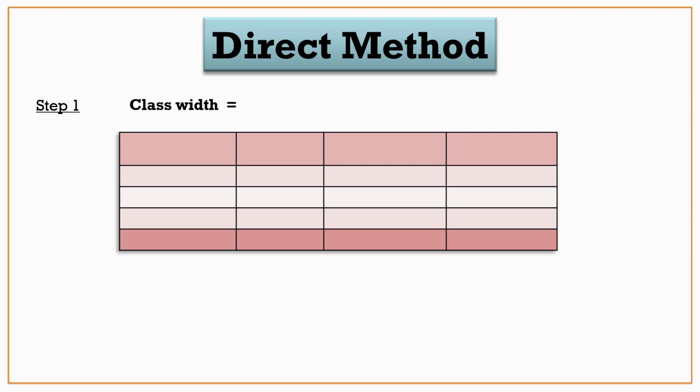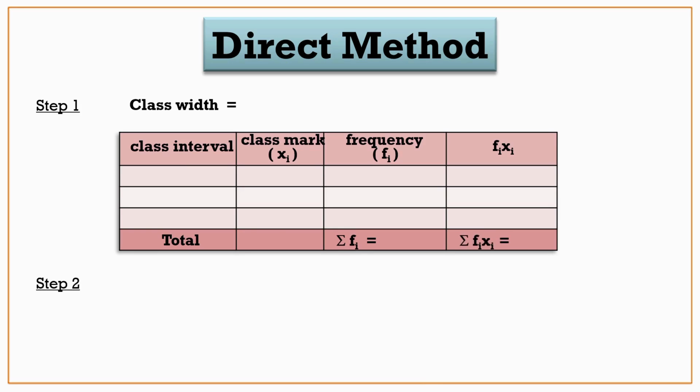Now let's solve the mean using the direct method. Some steps are given over here. In the first step, first we need to find the class width. Then we already have the class interval. If we know the class interval and frequency, then from the class interval we can find the class mark. Already I told you how to find the class mark. Again, when we start solving the problems, we will discuss how to find the class mark.